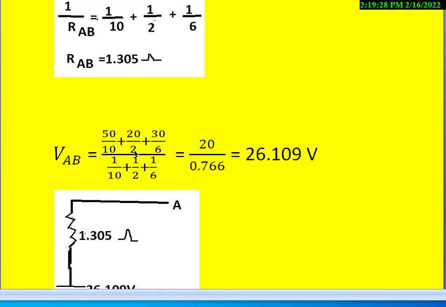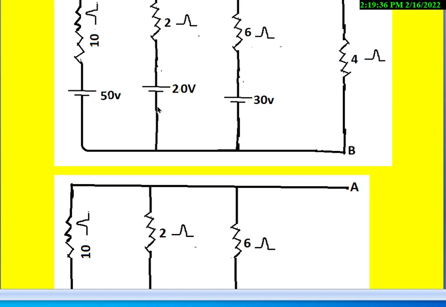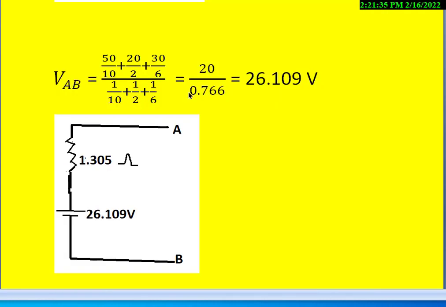Then VAB is equal to 50 divided by 10 plus 20 divided by 2 plus 30 divided by 6. Get the Millman's voltage, that is VAB, that is nothing but 50 divided by 10 plus 20 by 2 plus 30 by 6 divided by 1 by 10 plus 1 by 2 plus 1 by 6. Once we simplify that, we get 20 divided by 0.766. After simplification, we get 26.109 volts.